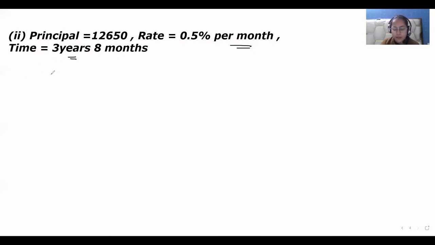So our principal is 12,650. Our rate, we can write it as 5/10, which is 1/2% per month. So if your rate is in months, you can convert the time also in terms of months. So how can we write time in terms of months? 3 years means 3 multiplied by 12, because in 1 year there are 12 months, plus 8. So 12 multiplied by 3 is 36. 36 plus 8 is 44 months.